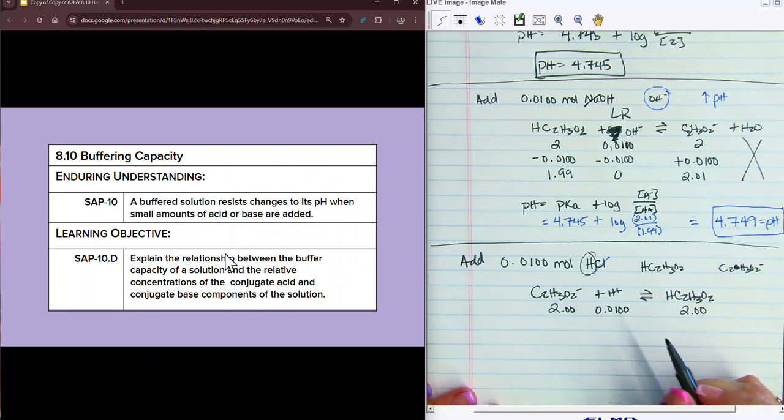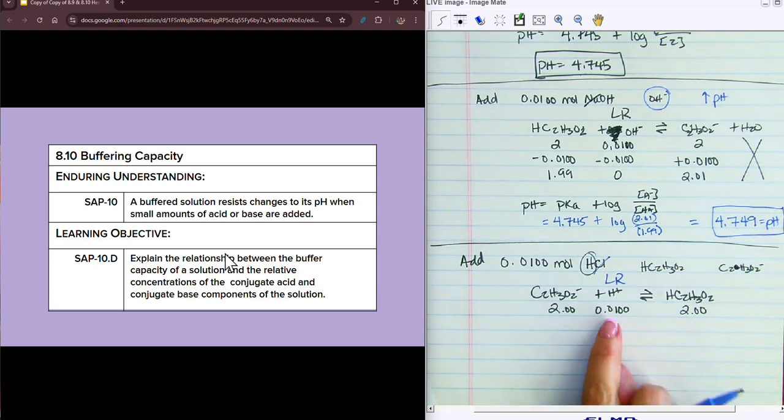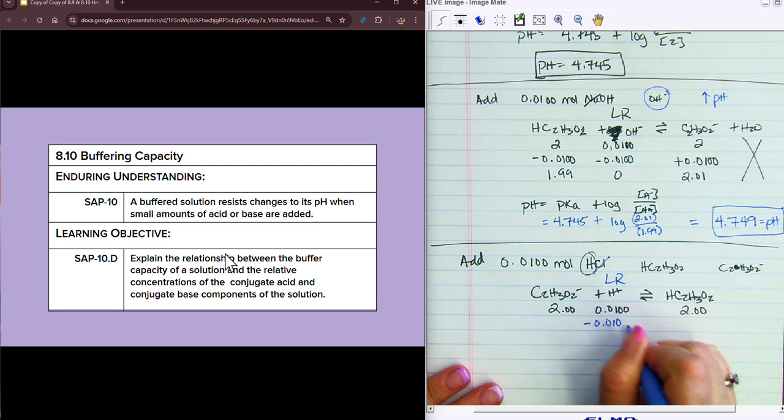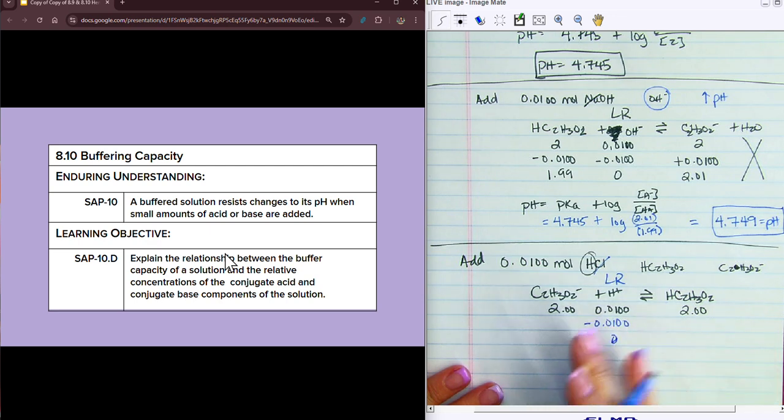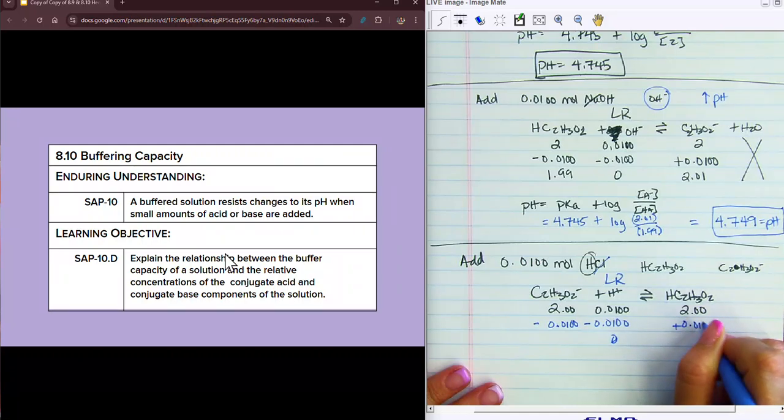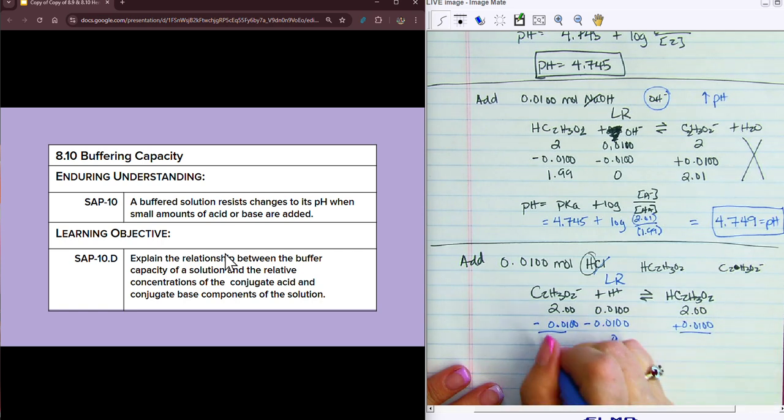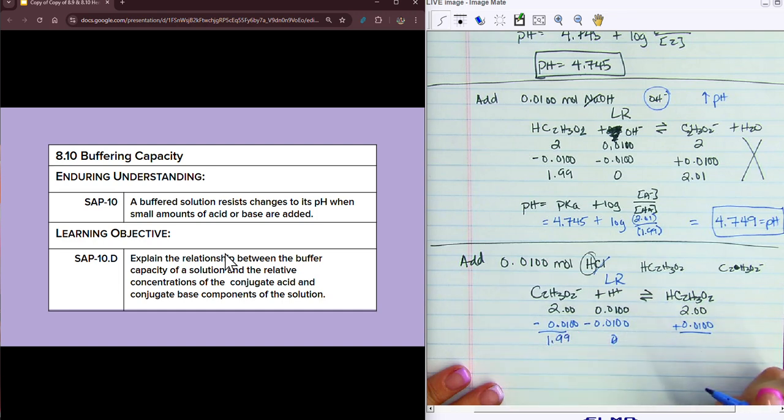0.0100. Now, again, limiting reactant. So the addition of this acid, this is my limiting reactant problem right here. This is going to all be gone because there's not very much of it anyway. It's going to all be gone. So this is going to be 0. That means on my reactant side, 0.0100, and on my product side, okay, and so I get 1.99 on acetate, essentially 0 on that, and I get 2.01 on the acid.